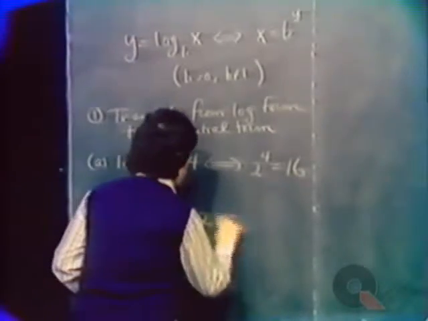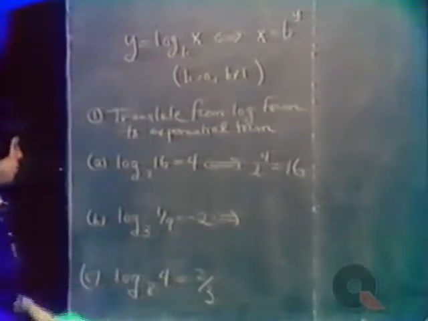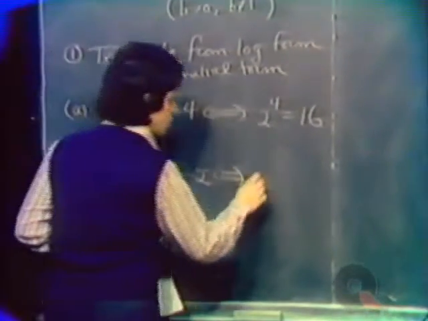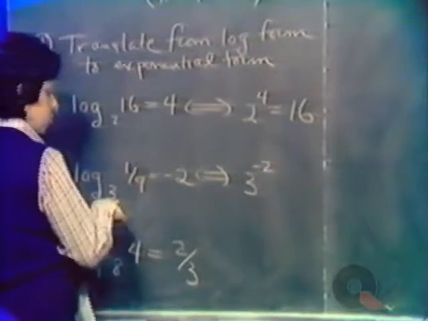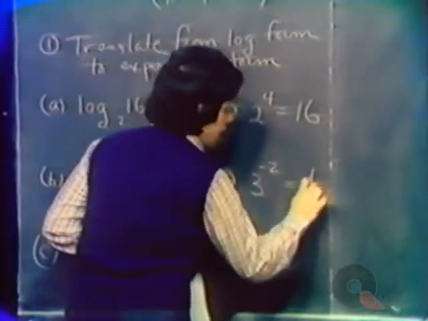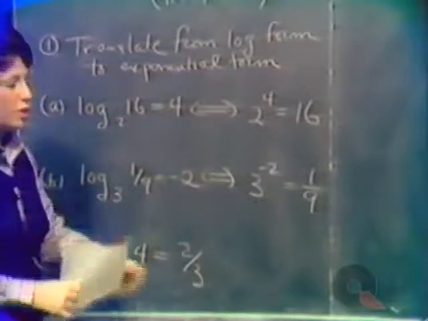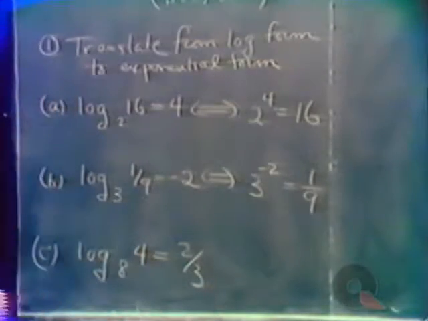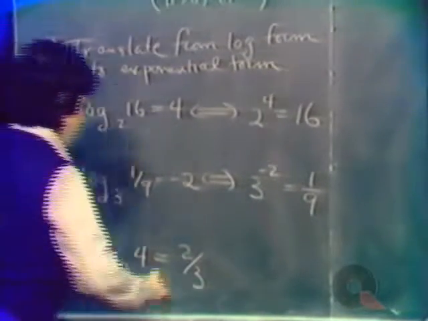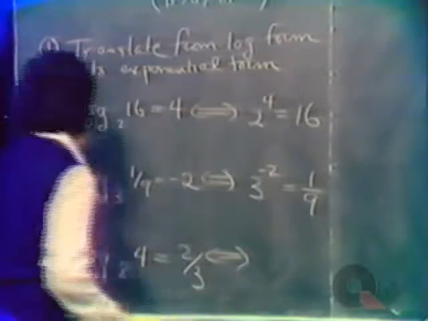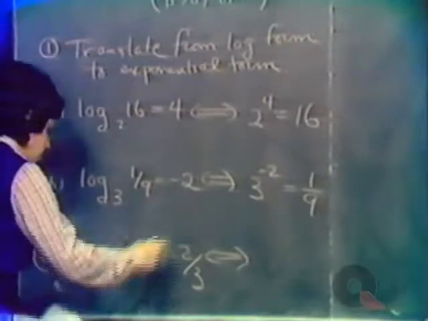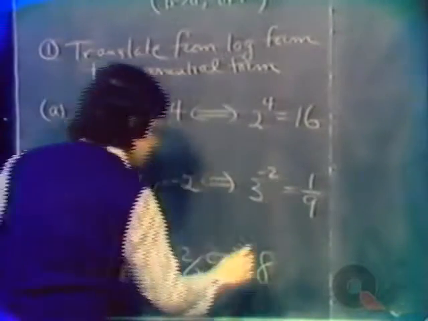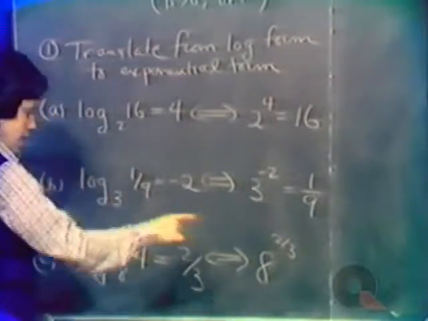Similarly, an equivalent expression in exponents over here would be that the log of 1/9 to the base 3 is minus 2, because minus 2 is the power that you would have to raise the base 3 to get 1/9. 3 to the minus 2 is 1 over 3 to the 2, 1 over 3 squared, of course, is 1/9. And finally over here, the log of 4 to the base 8 is 2/3, because 2/3 is the power that you would have to raise the base 8 to get 4.